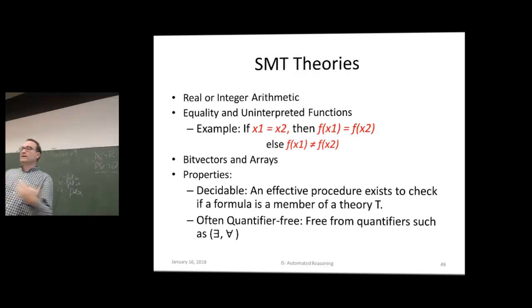And theories would be like the reals or the integers. You could do arithmetic over them, or equality of uninterpreted functions, bit vectors, arrays, and so forth. And the only property you need is that it's decidable, and that there exists an effective procedure to check if the formula is a member of the theory or not. And of course, the more ineffective your theory is, the more ineffective is your algorithm. But in our case, for the practical purpose of the Schnapsen implementation, we shouldn't worry about it. It won't be that bad. But this is the kind of thing that you can now use in your Schnapsen models.